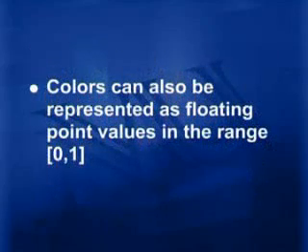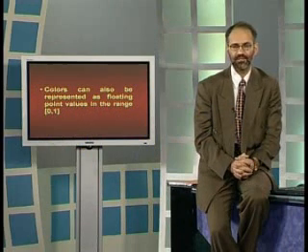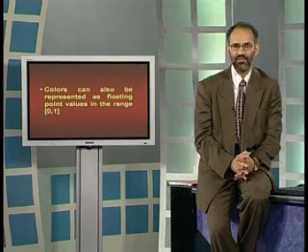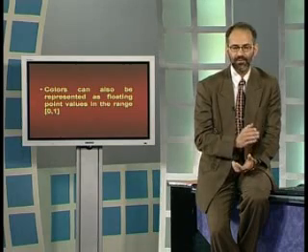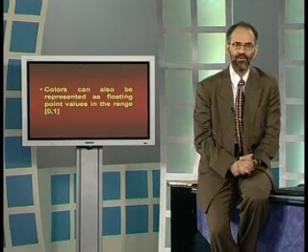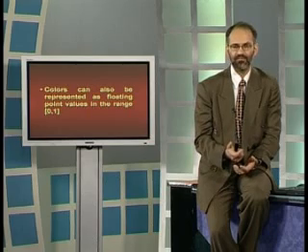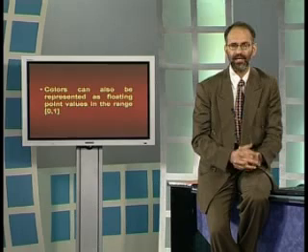Colors can also be represented as floating point values in the range 0 to 1. In order to give it a generic format, we can represent the RGB component values as clamped between the range 0 to 1. Once we express it between 0 to 1, we in fact come up with a representative value which can be used to map onto our desired range.